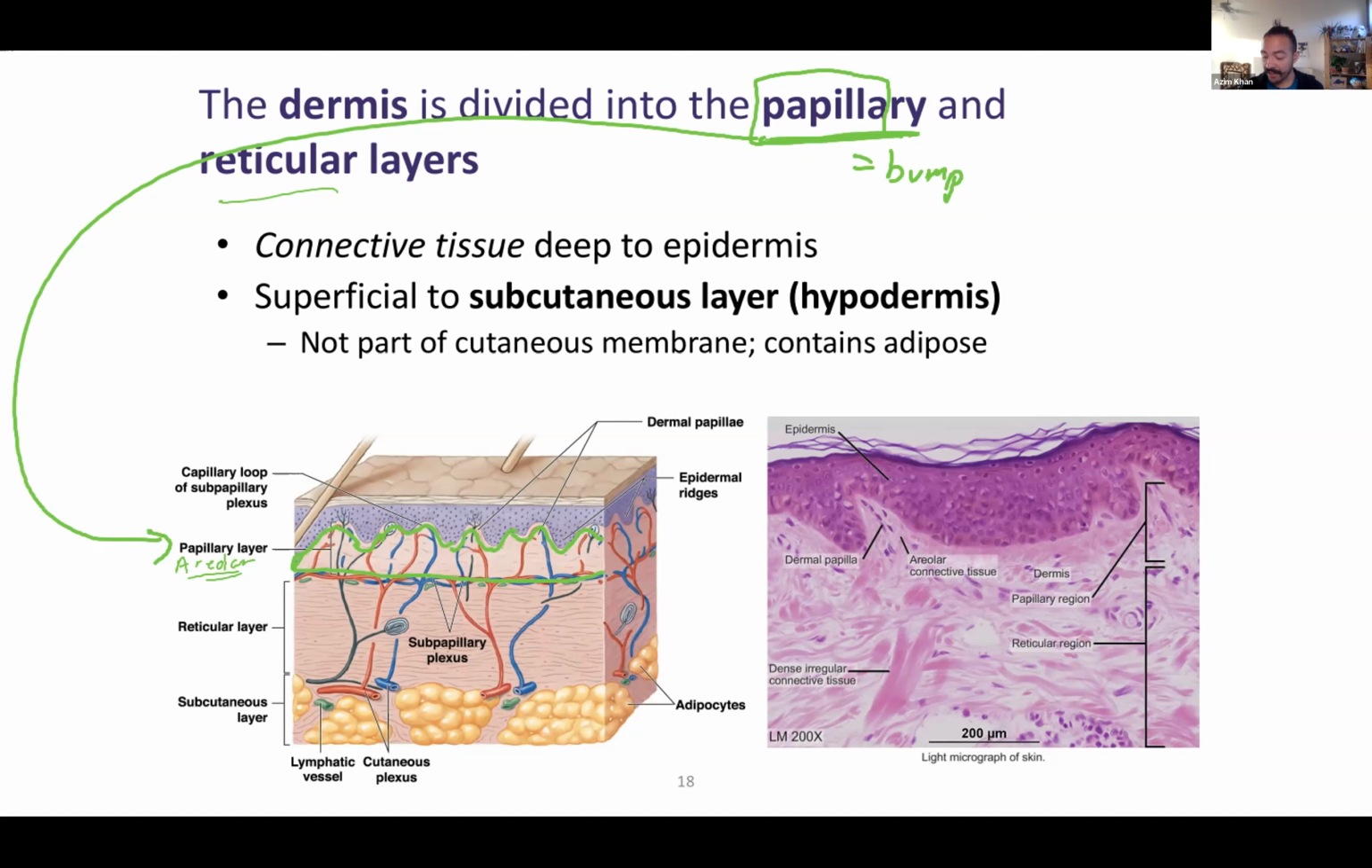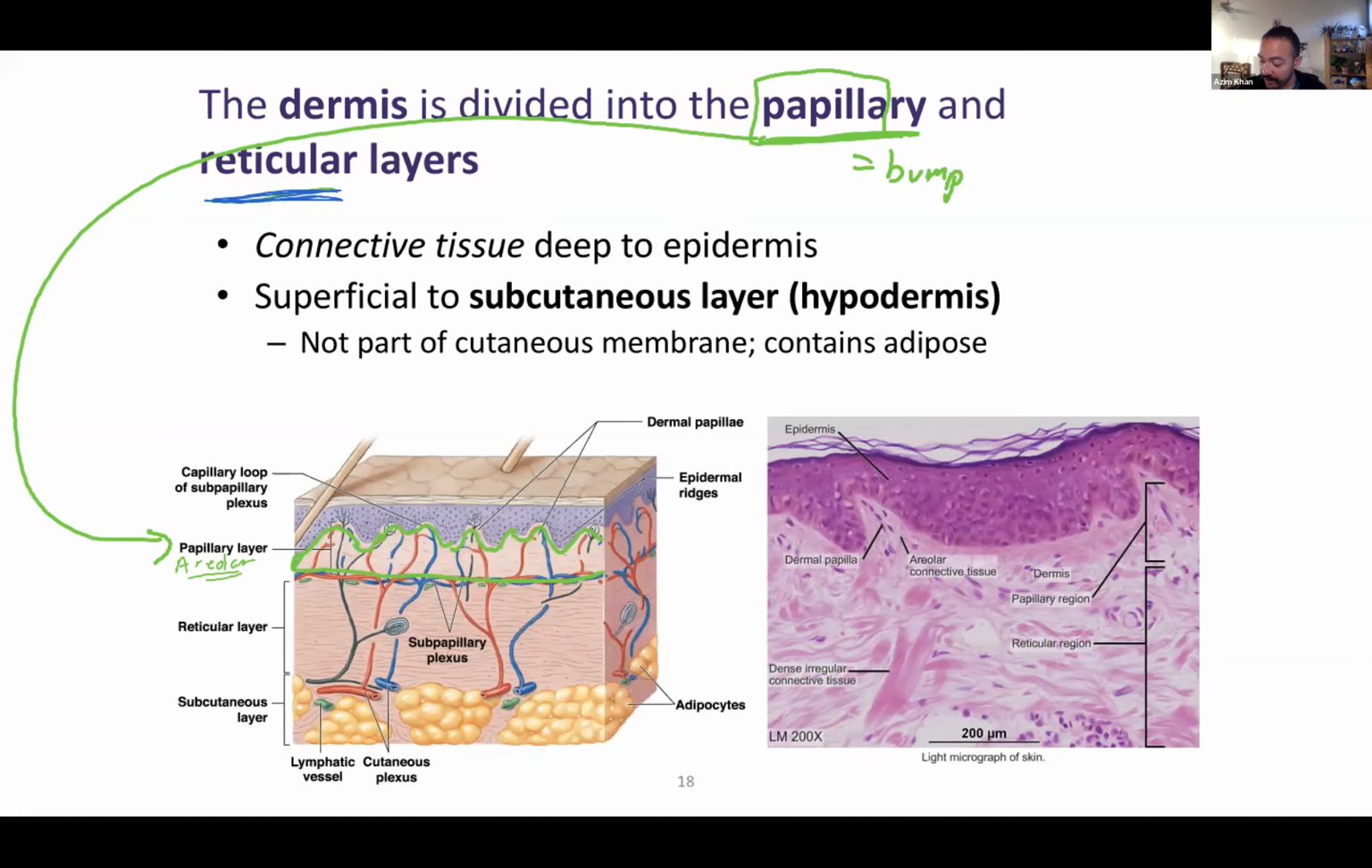The reticular layer is called that not because it has reticular tissue. It's called that because it's a network of something. Got a network of blood vessels and nerves and collagen. I wish there was a different word for this, but that's what it's called, the reticular layer.